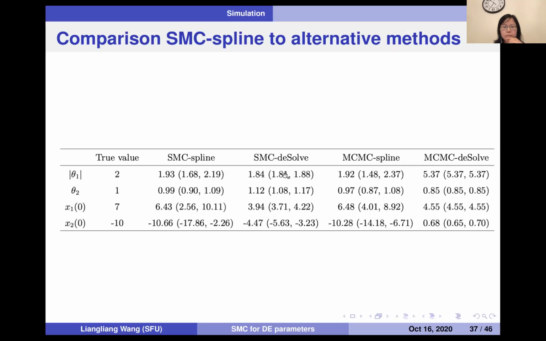To take one example, if the true value is equal to 2, and in this case, the estimated 95% credible interval is 1.8 to 1.9. So that it didn't cover the true value.